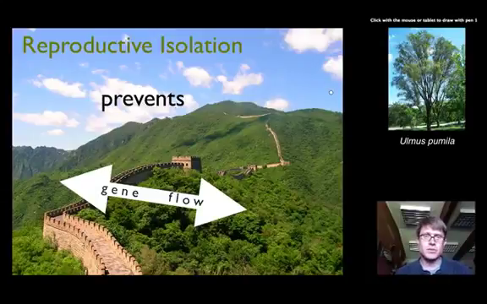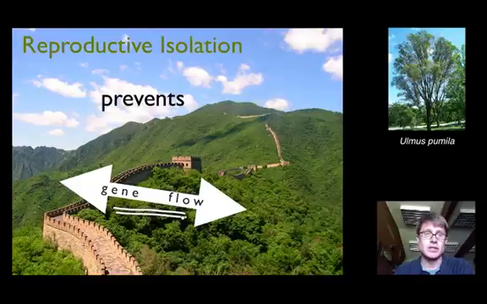And so what does that produce? Well, that produces eventually a reduction in the gene flow. And so if you ever have reproductive isolation, the genes can't flow from one area to another.